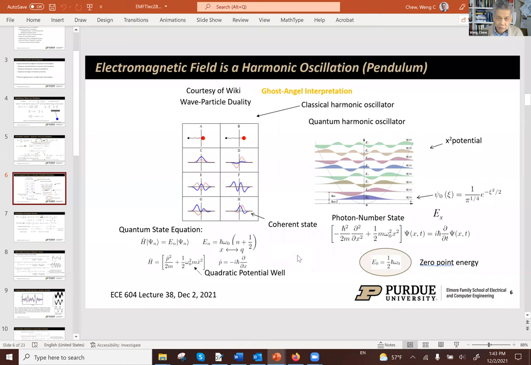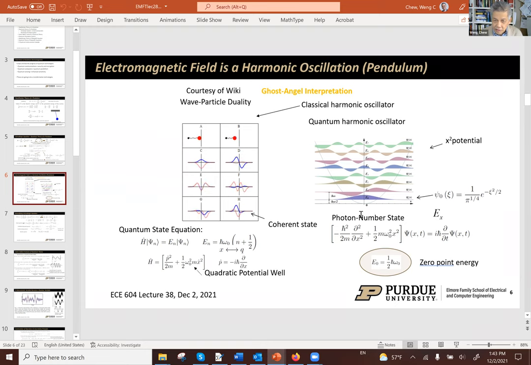You can download from Wiki, and then these are the photon number states. You can actually look at these photon number states for different n, and they all look something like this, of course, with the time dependence removed. If you put in the time dependence, they will look something like that. But this is what physicists call stationary states.